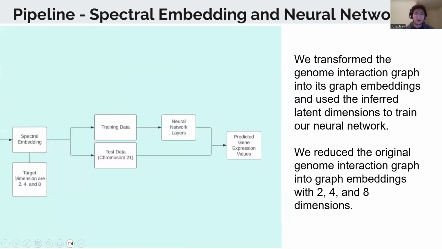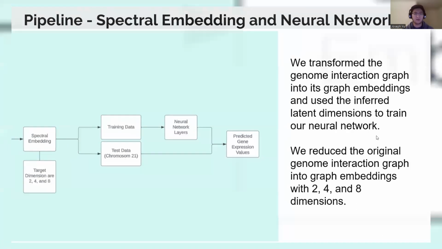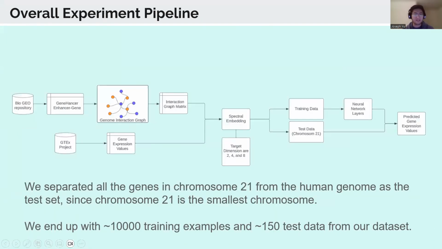So that's the first part of our experimental pipeline. In the second part of the pipeline, we're using the spectral embedding algorithm to generate the graph embedding of the genome interaction graph, where we create graph embeddings with latent dimensions of 2, 4, and 8. We then take the graph embeddings and train a neural network with dense layers and then evaluate the model performance. We will go into more detail on the motivation and mechanism of using graph embeddings in our pipeline. That was the second part of our pipeline, and this slide shows the overall experimental pipeline.